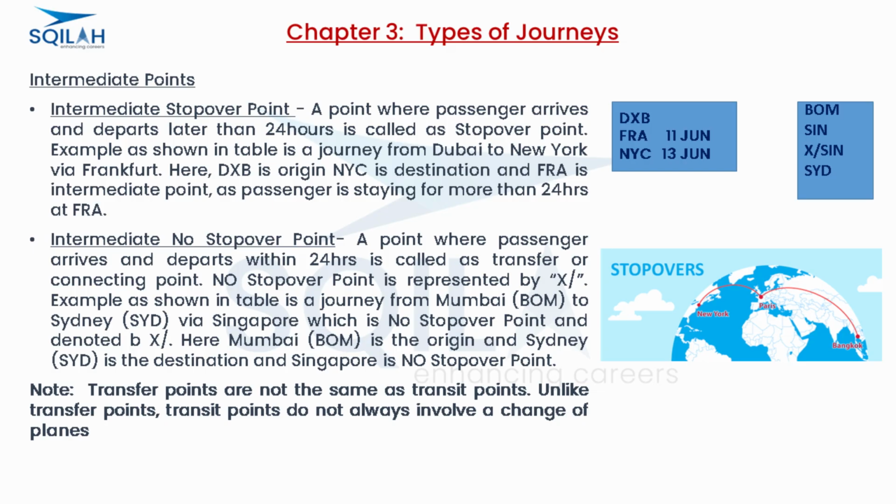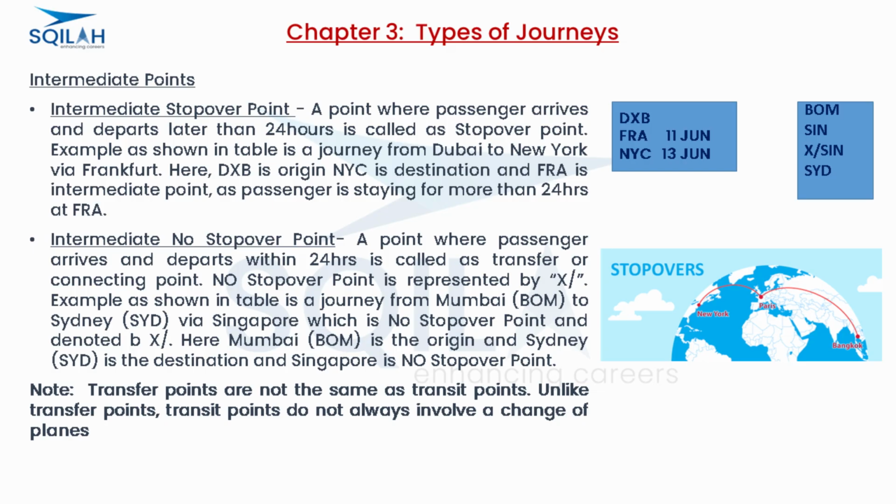Intermediate points. Intermediate stopover point. A point where passenger arrives and departs later than 24 hours is called a stopover point. Example as shown in table is a journey from Dubai to New York via Frankfurt. Here, DXB is origin, NYC is destination, and FRA is intermediate point, as passenger is staying for more than 24 hours at FRA.